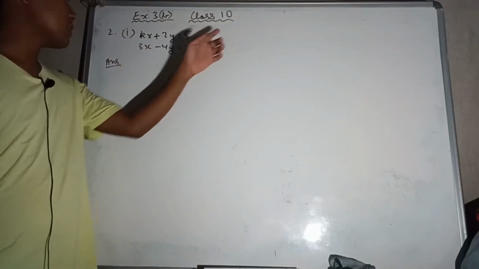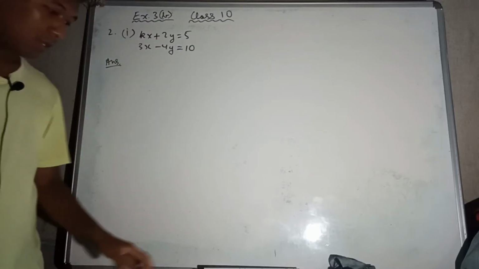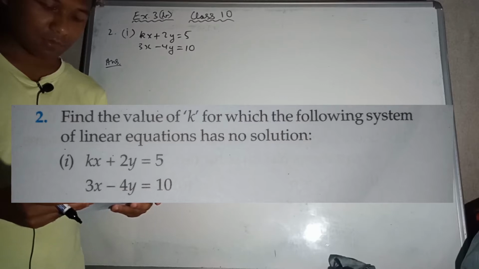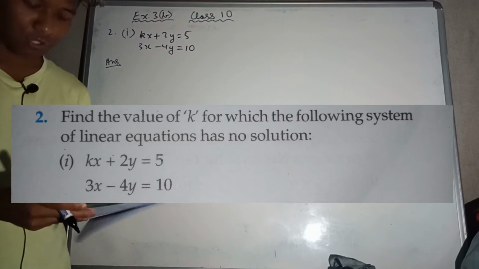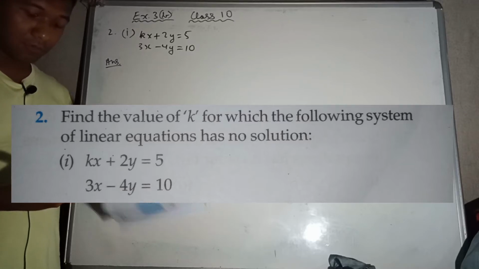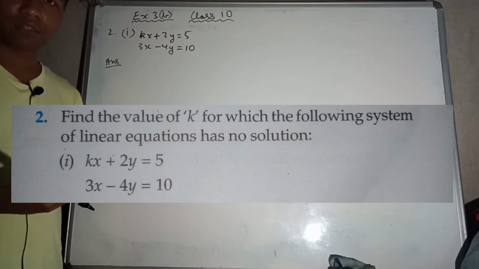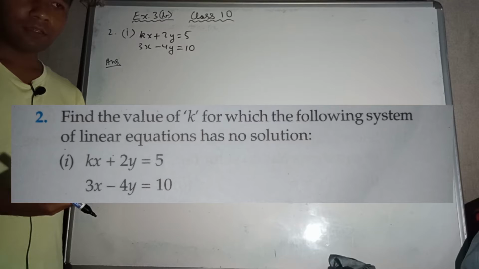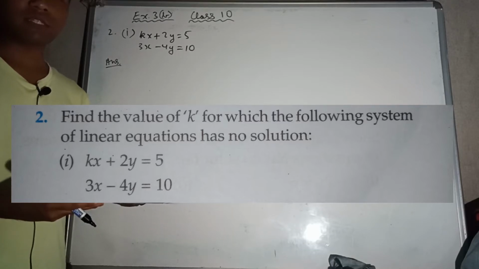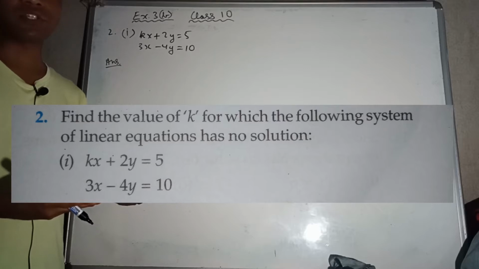Exercise 3B class 10 question number 2: find the value of k for which the following system of linear equations has no solution. The condition for the system of linear equations to have no solution is a1 by a2 equal to b1 by b2 is not equal to c1 by c2. Using that condition, we will find the value of k.